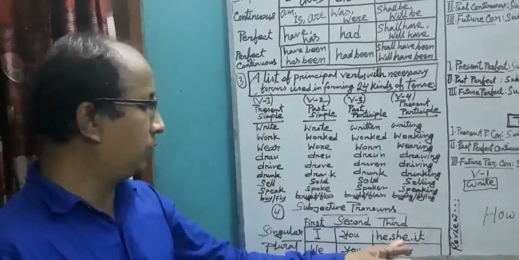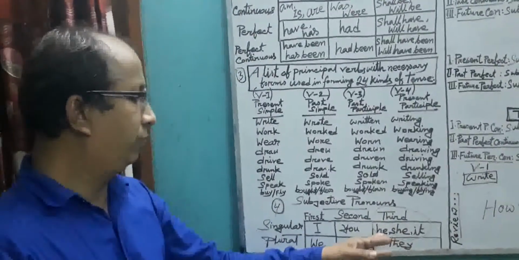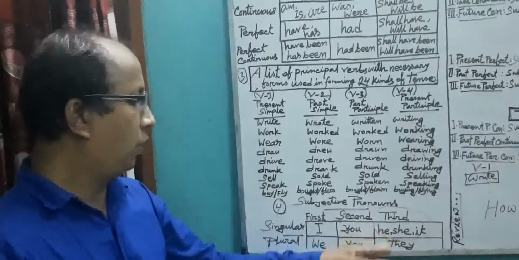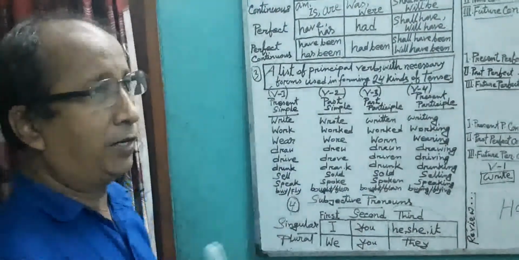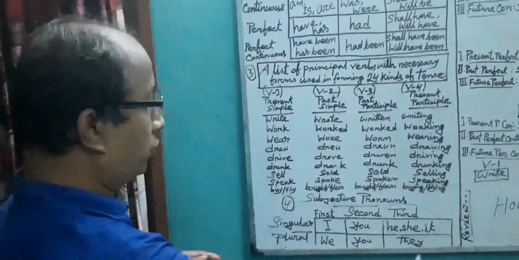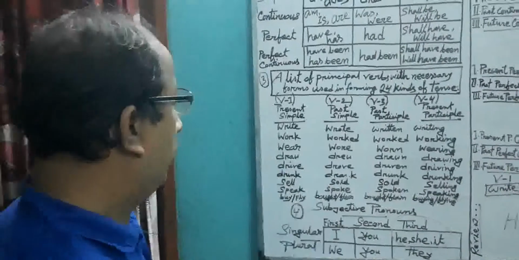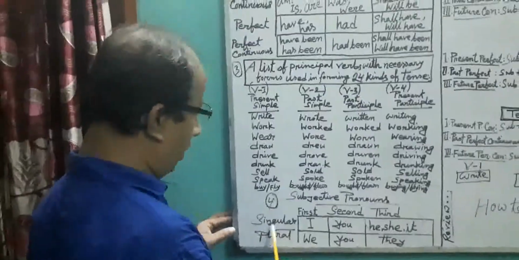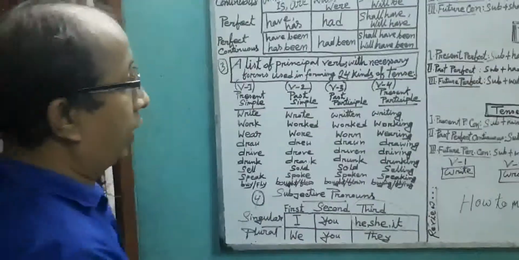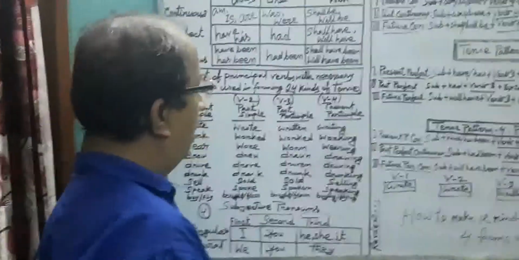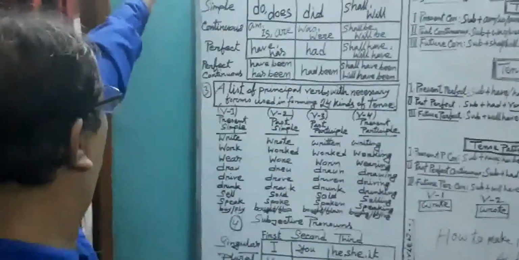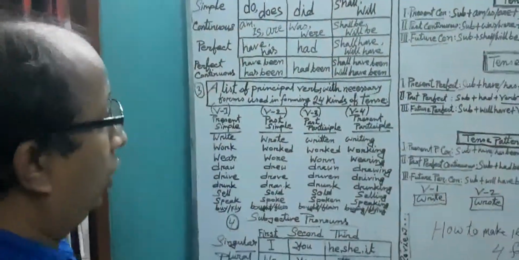If it is your mother, we can use she. If it is your father, we can use he. Or if anything like pen, pencil, table, we can use it. So here the third person singular number are important. Okay. Now here you see, I have finished all 1, 2, 3, 4.